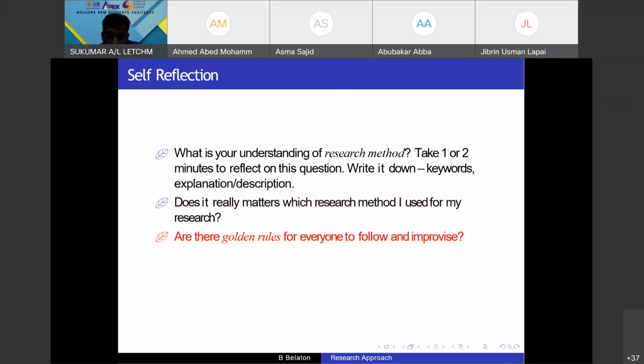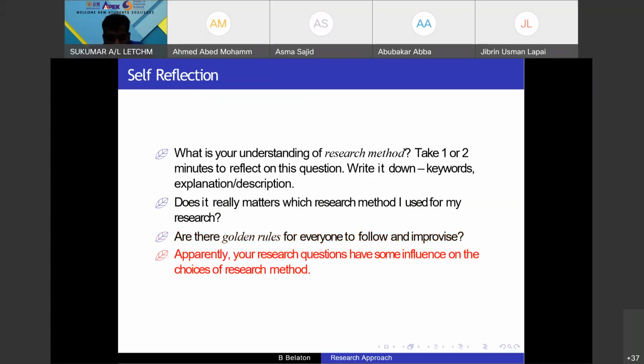Are there golden rules for everyone to follow? Obviously research method is very open-ended. You are not necessarily going to follow exactly the same ways. You might have different ways, but at the end of the day it is how you come up with the plan, how you are going to carry out your research in your own way, but in a very systematic way.